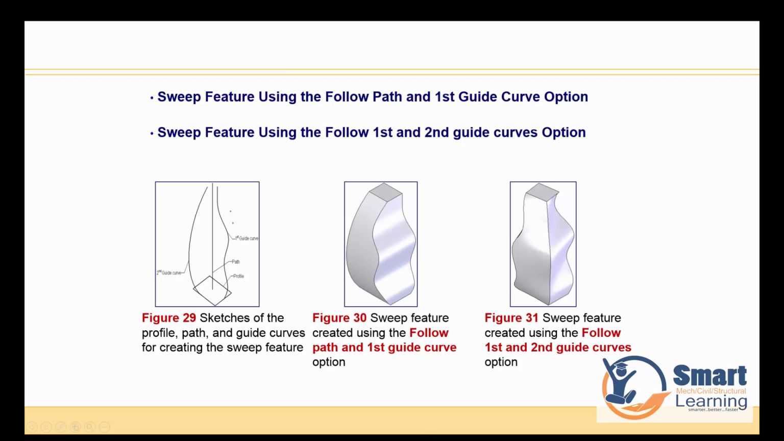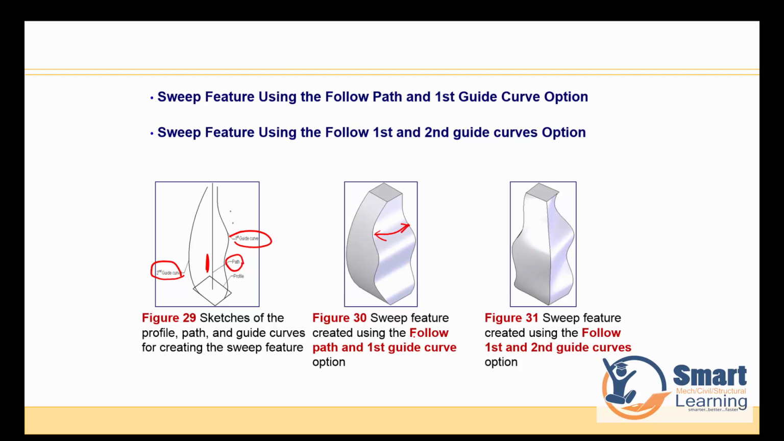Next we'll look at the sweep feature, using the follow path and the first guide curve. Here you can see the first guide curve, and this is your second guide curve, and the center one is your path, and this is your profile. If you go for the follow path and the first guide curve, this particular feature will be followed accordingly. And if you go for the first and second guide curve follow, then the combination will be different.